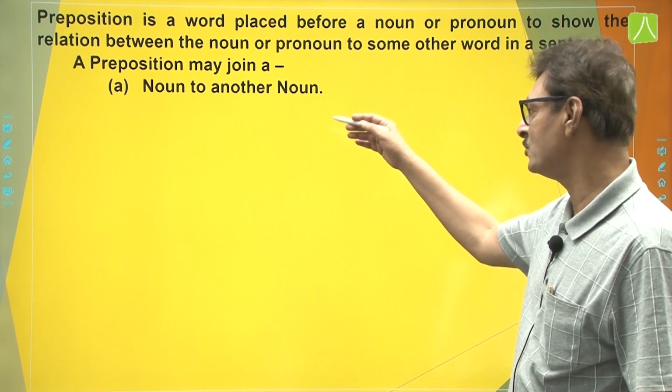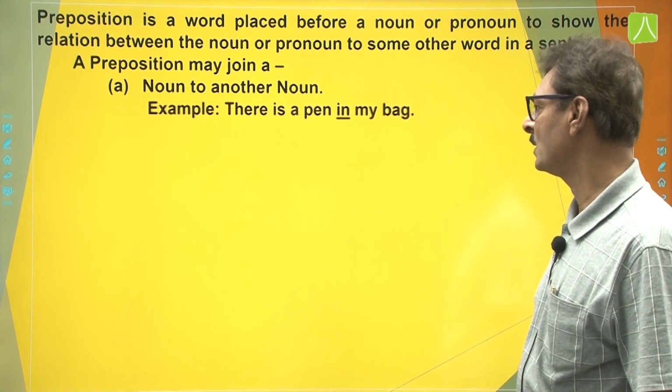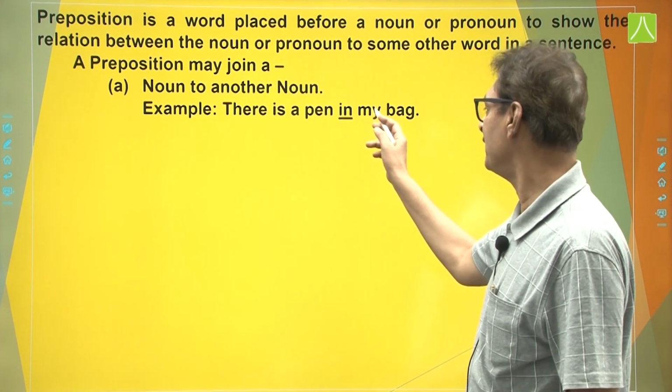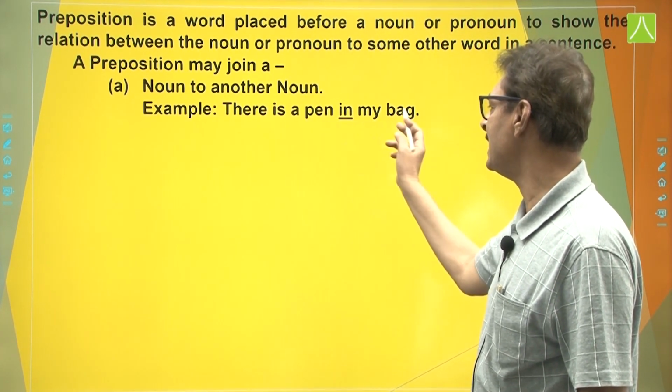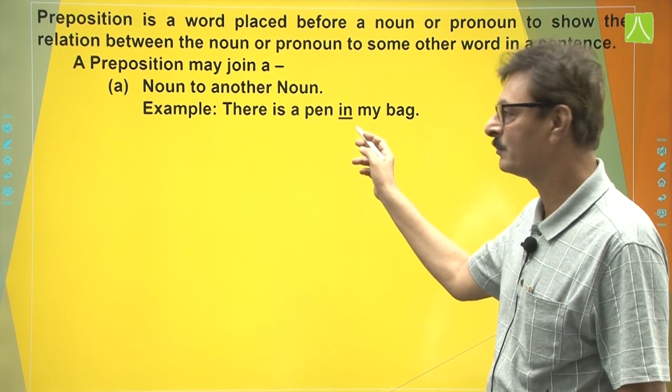So a preposition may join a noun to another noun. For example, there is a pen in my bag. So this "in" is joining pen and the bag, it is showing the relationship.